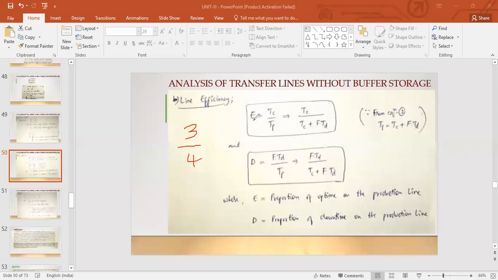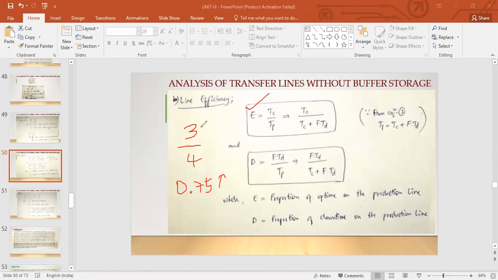Your efficiency is unitless. So how much does it come out to be? 0.75. That's your efficiency, right? That's how you calculate E. Just to give you a physical sense of what E is, I've taken these values. So that's your efficiency. How efficient is your line? The higher the number, the more efficient it is.